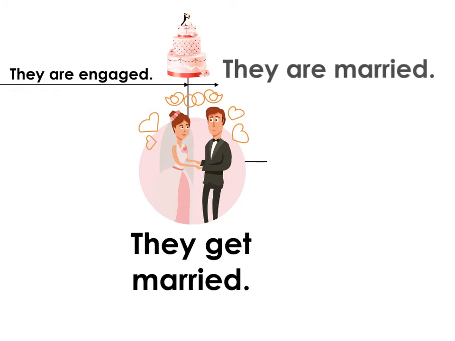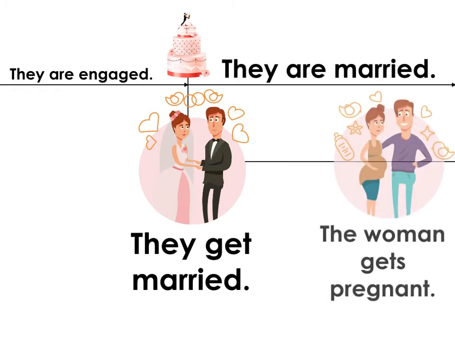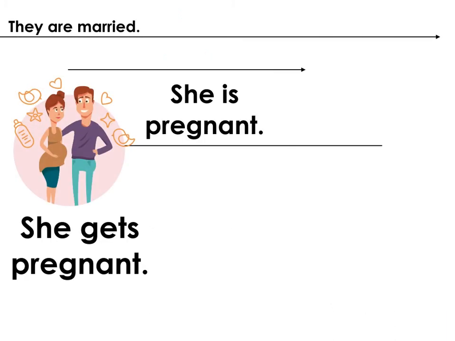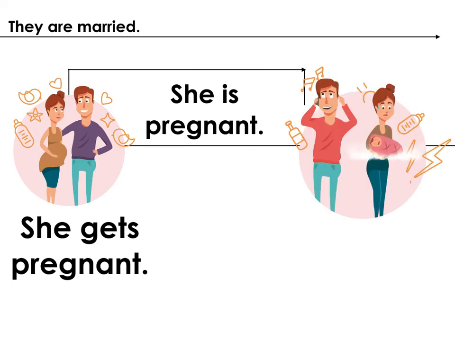So when they are married, the woman gets pregnant. So the woman gets pregnant, and she is pregnant, of course, until the baby comes.